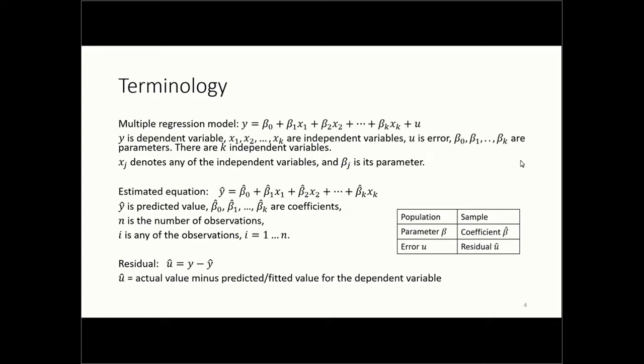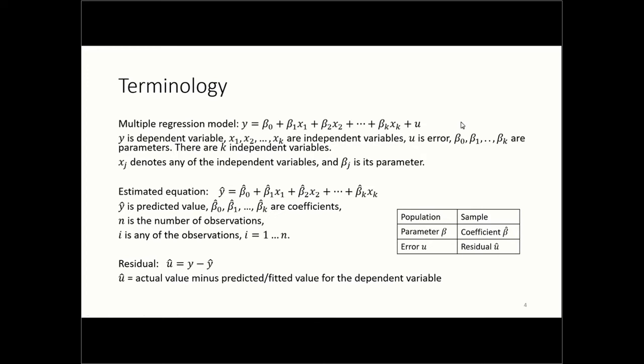Here, the multiple regression model would be y equals beta 0 plus beta 1 x1 plus beta 2 x2 plus and so on until beta k xk plus u. Here, y is the dependent variable and x1, x2 through xk would be the independent variables. We have k of them. And then u would be the error term and beta 0, beta 1, beta 2, and so on until beta k are the parameters that we would be estimating.